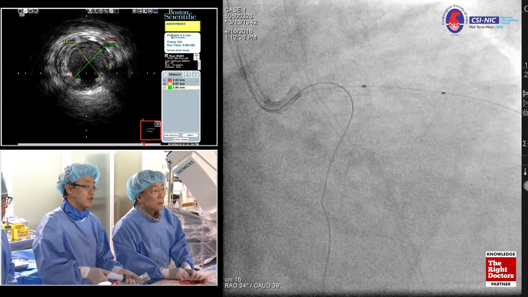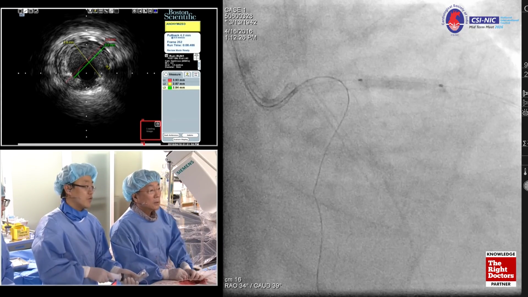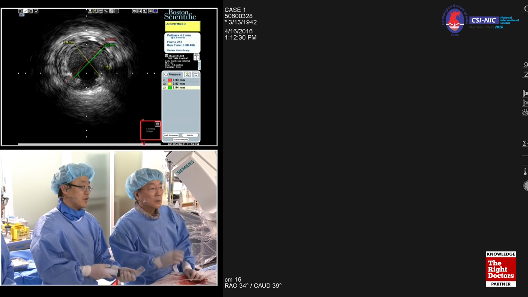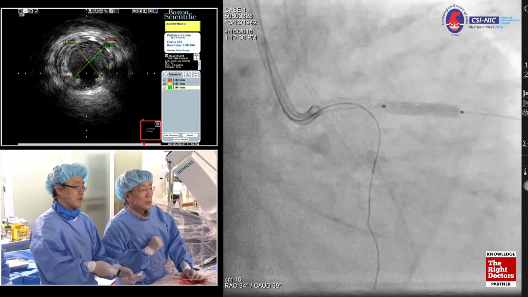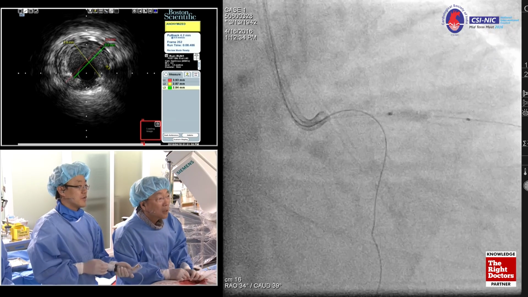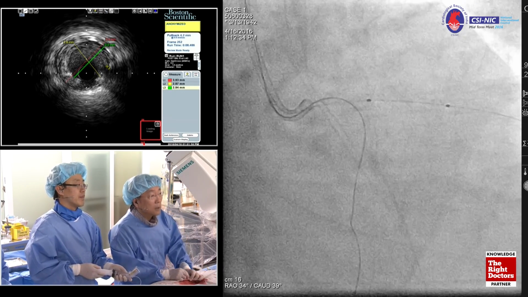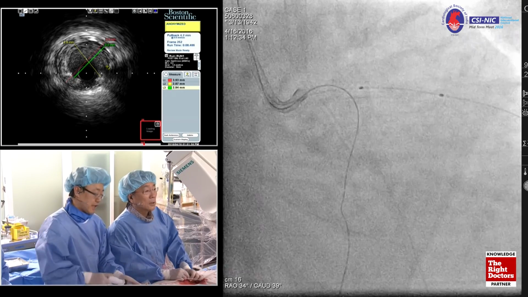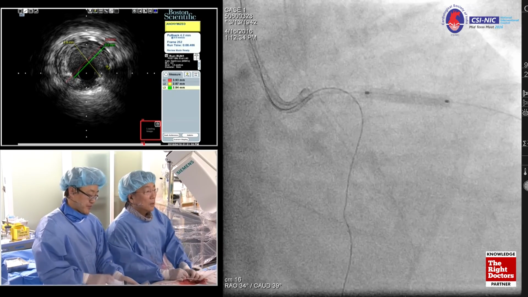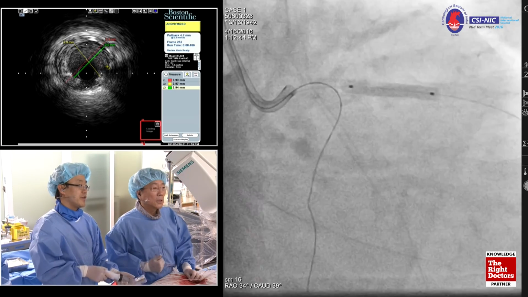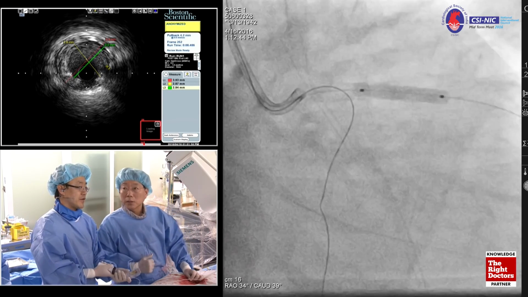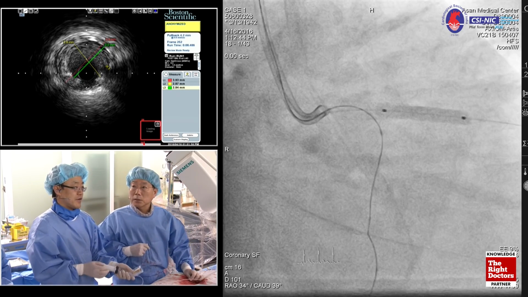Inflate. Nominal 14. Okay, why not? 14 is optimal. Deflate. So we're going to pull the system out a little bit. Inflate 18. Inflate 18. What do you think? 18 atmospheres. Okay. Overhand balloon diameter? 3.6.